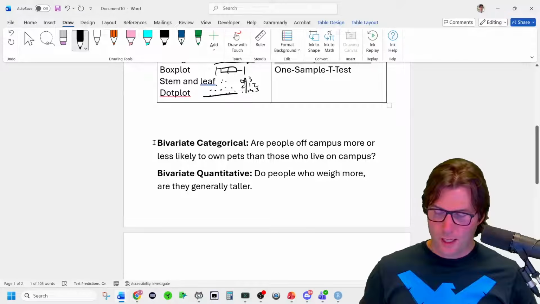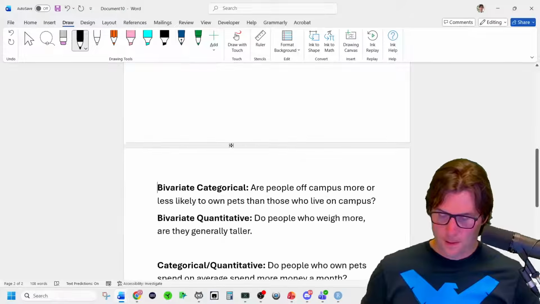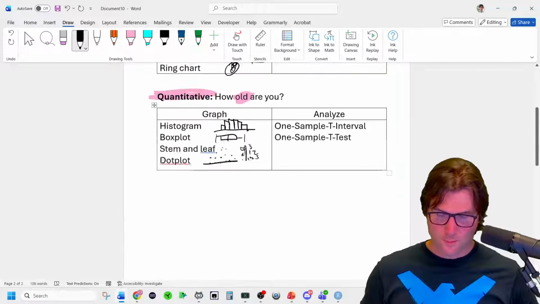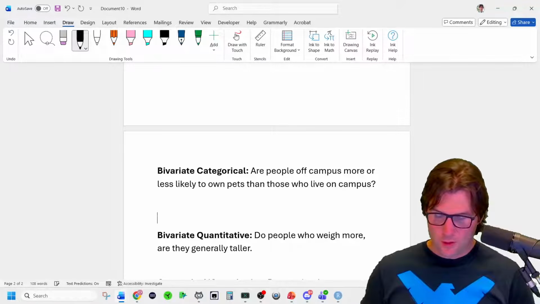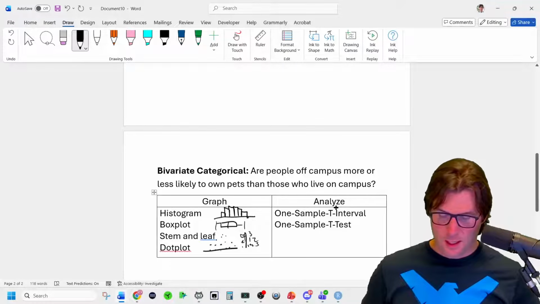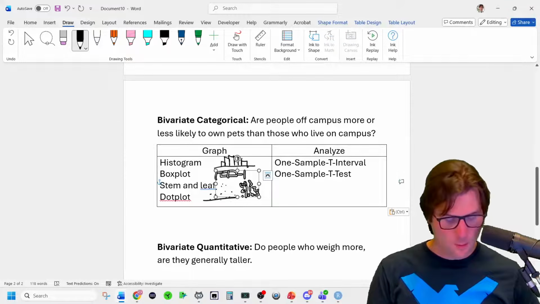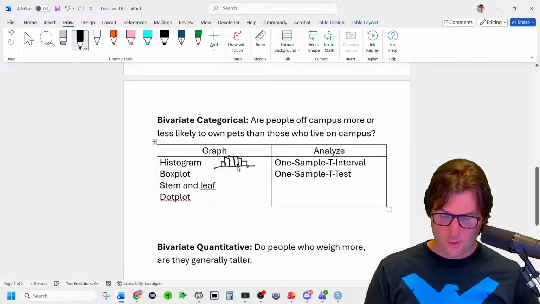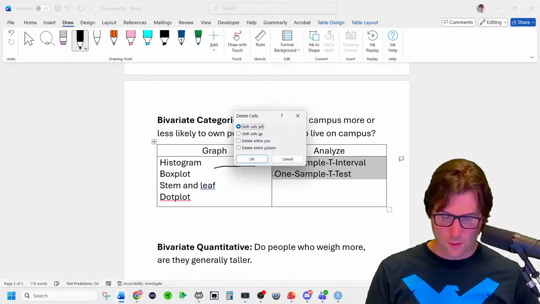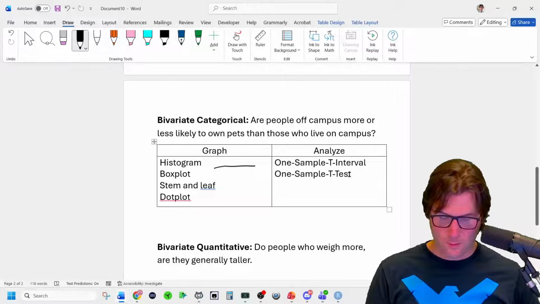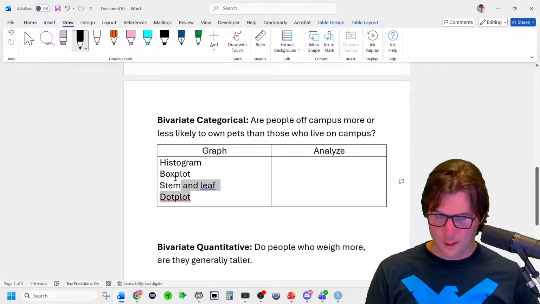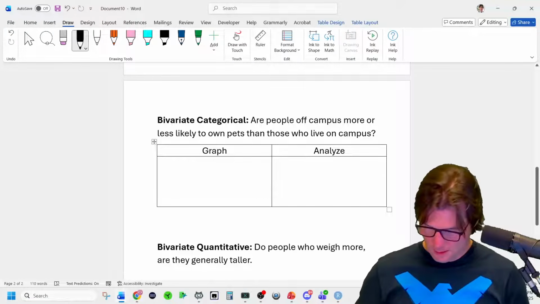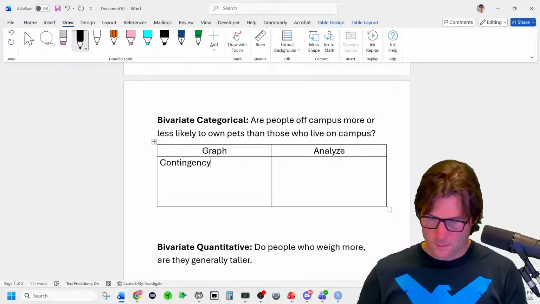How about bivariate categorical? What do we have for bivariate categorical? Help me out. What is a graphic for bivariate categorical? We have students living on and off campus, and do they own a pet? I'll clean this up while you figure out the graphic. What is the graphic? Contingency table.